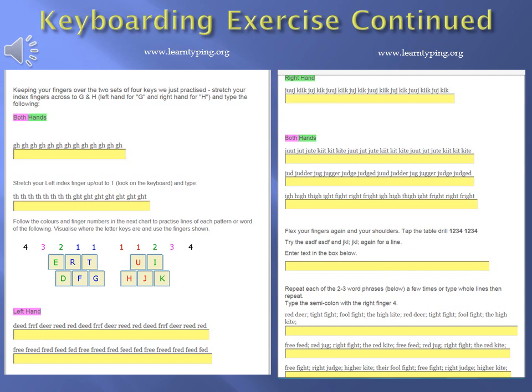So your two pointer fingers would be G and then H, G and then H. And then you're going to stretch your left index finger up and out to that T. And again, refer back to your chart if you're not sure where exactly your fingers are supposed to be. And then you're going to work on just the left hand, the right hand, and then both hands again. But this is a great way to get yourself used to typing and the techniques and where your hands are supposed to be. And it is a lot easier to just go to the website.